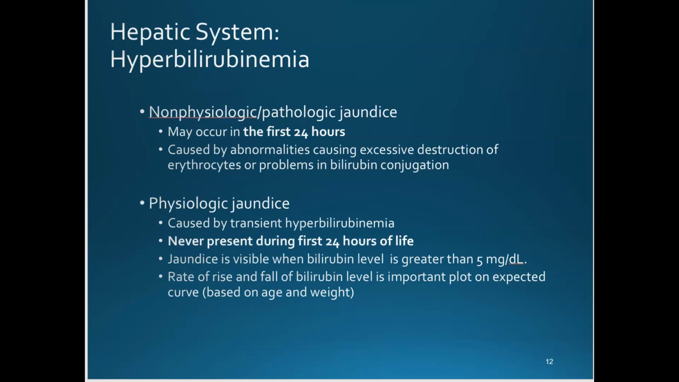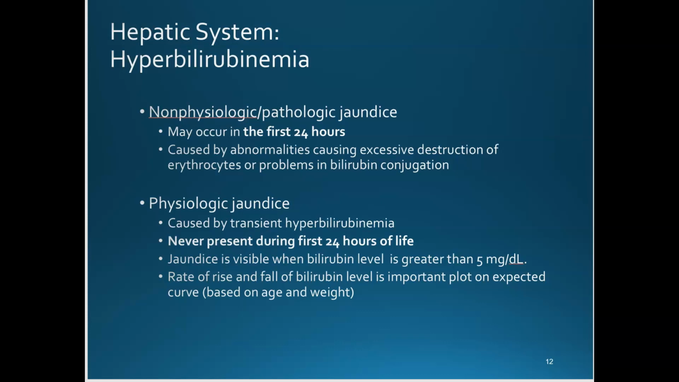Non-physiologic or pathologic jaundice, meaning there's an underlying something that's causing this to happen, most of the time usually occurs within the first 24 hours. We'll see baby starts to look jaundiced. Our numbers are really high. Physiologic jaundice is usually not present during the first 24 hours. It starts after the first 24 hours when we notice this jaundice, and the levels are greater than 5 milligrams.